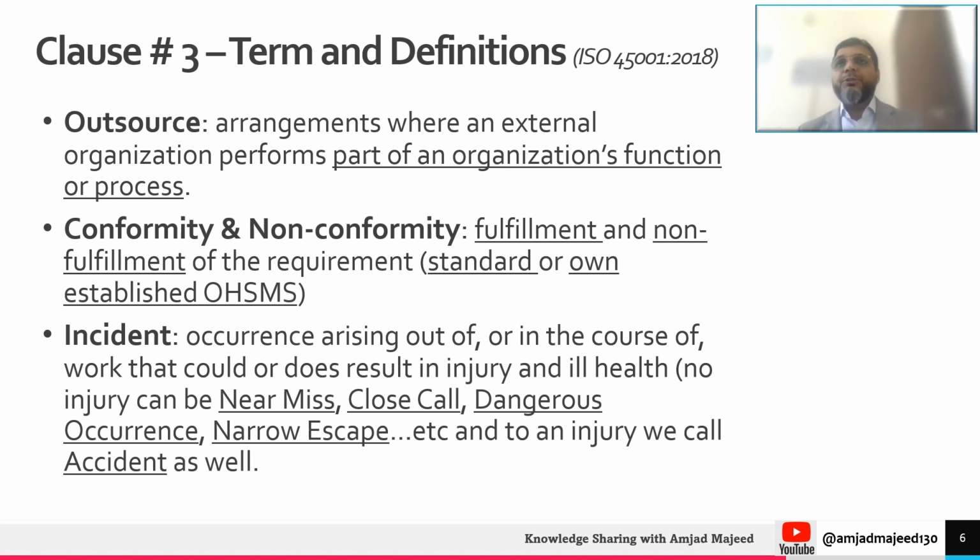Normally we say conformity is the fulfillment of a requirement. Non-conformity is non-fulfillment. Normally we raise an NCR whenever there is a non-conformity or a non-conforming process. Incident is from the workplace. If there is no injury but it could have happened, then we call it a near miss, a close call or a dangerous occurrence. And if there is an injury, normally we use the term accident. But keep in mind, incident covers both near miss as well as accident.